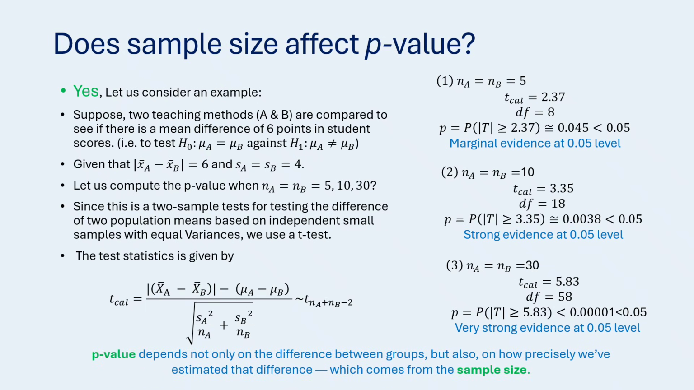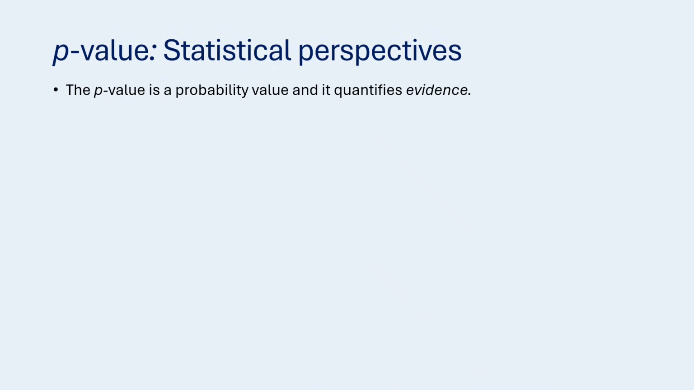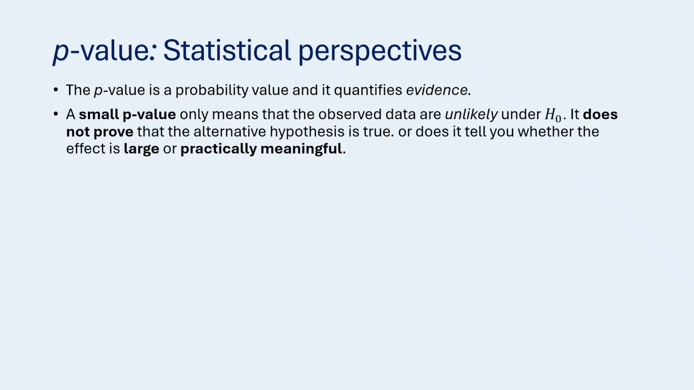So the p-value depends not only on the difference between groups, but also on how precisely we have estimated that difference, which is coming from different groups. So you have to take care about the group size, etc.